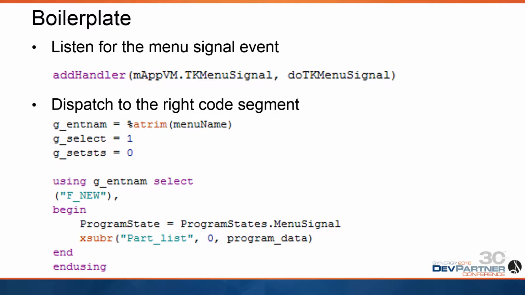We're not in .NET anymore. We've come away from our .NET. We're in the boilerplate in our toolkit application. We're adding a handler that says when this event's raised from the user interface, this is the code to run. This is the method, structure, type of code to run. And in there, we'll set up how we then want to dispatch into our application. So we're going to set gentnam, gselect, etc.